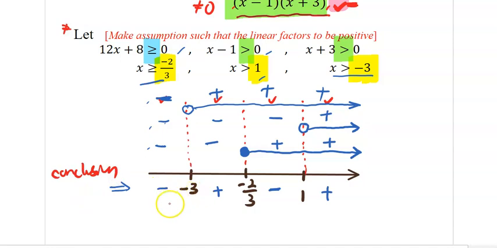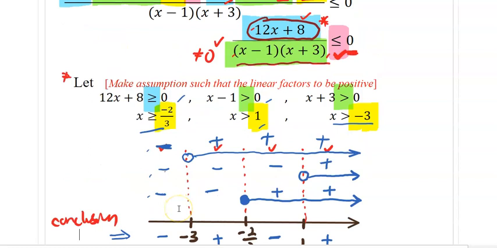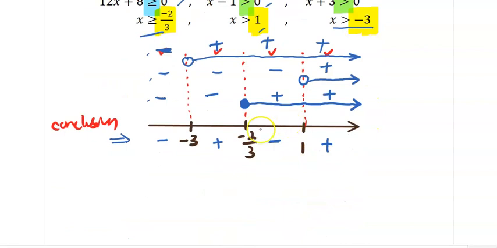We would like to know whether we are taking plus or minus, and how we decide that is to refer back to the very last part before we go to the number line. We are asking for less than 0. So we are asking for negative. Less than 0, we are looking for negative. So for the solutions, we will refer to these 2 intervals here.